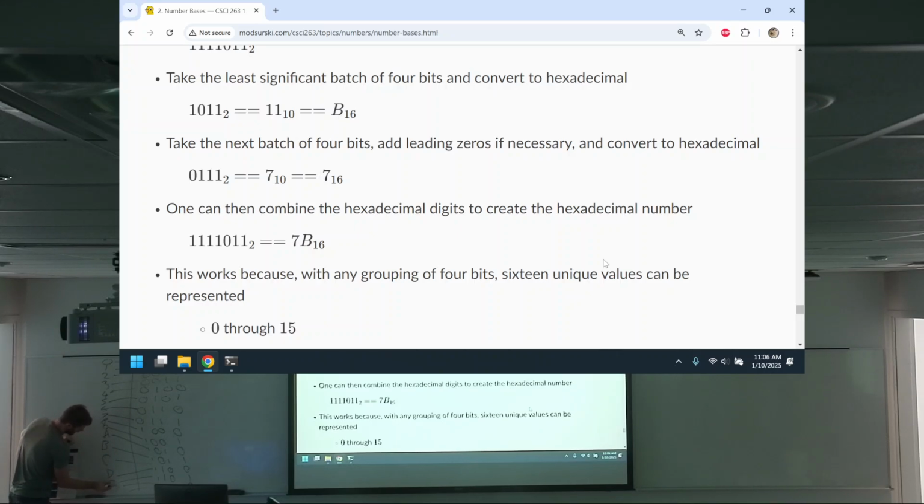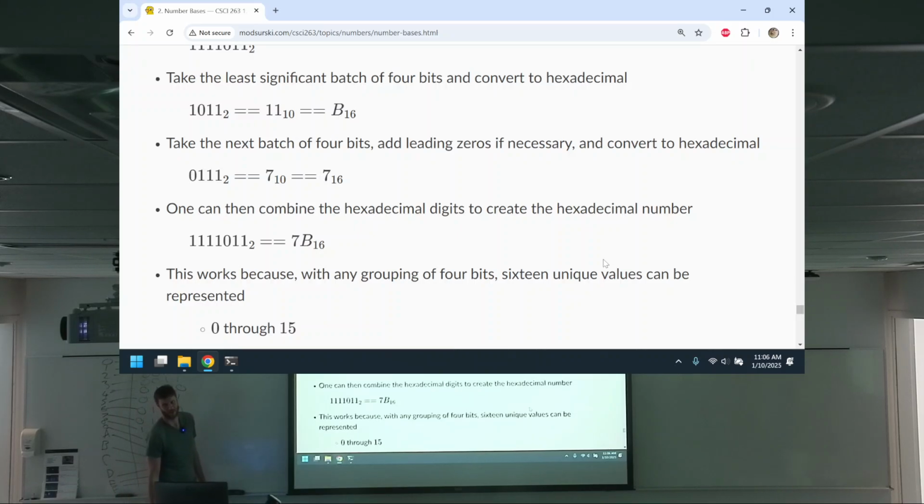D, E, F. Good catch. My mistake. There we go. Much, much better. Now there's a nice mapping. Before there wasn't. There was a magic 10.